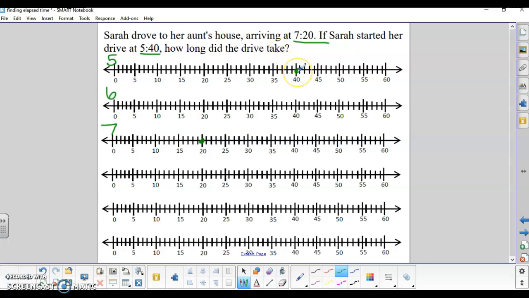All right, let's check our work. So the first thing I'm going to do is I'm going to count my hours. I'm going to go down 1 hour. If I go down to my second hour, I'm past my 7:20 dot, so I can't go down 2 hours. So it's going to take her 1 hour, and now let's try and find our minutes. I'm going to count by 5 until I hit 7:20. 5, 10, 15, 20, 25, 30, 35, 40. So 1 hour, 20 minutes is how long it took Sarah to drive to her aunt's house.